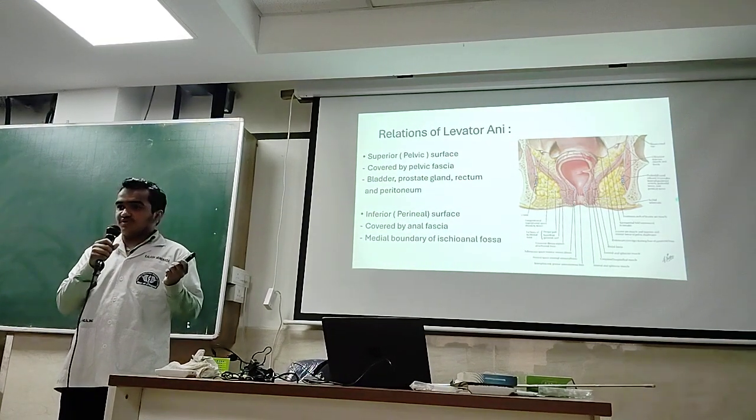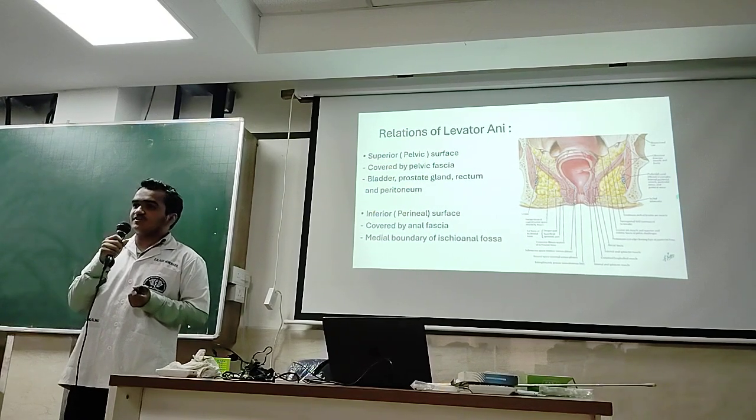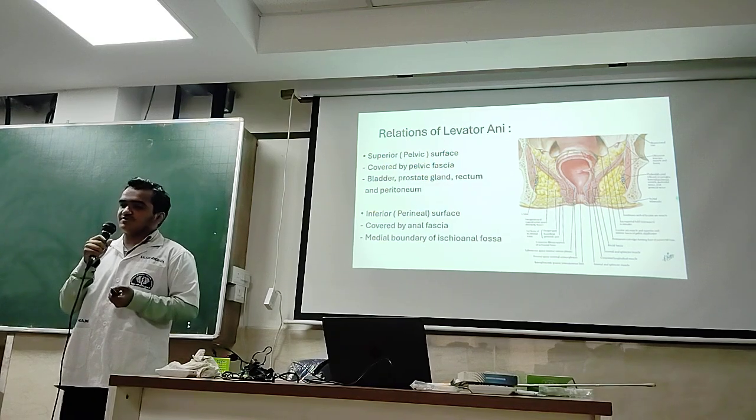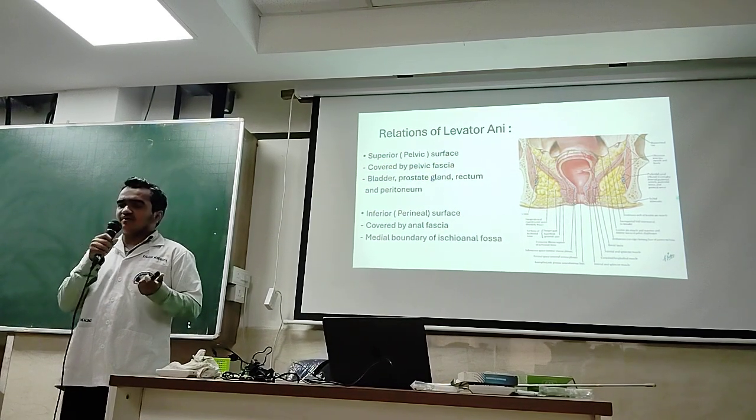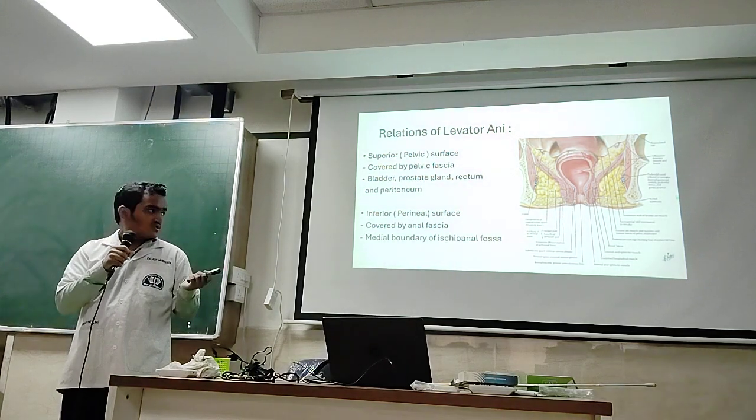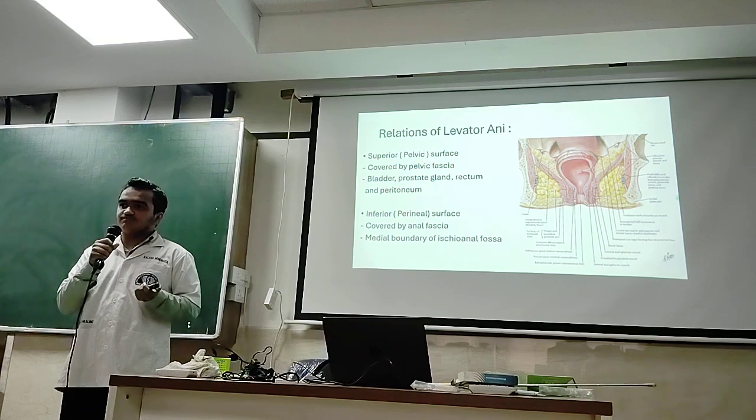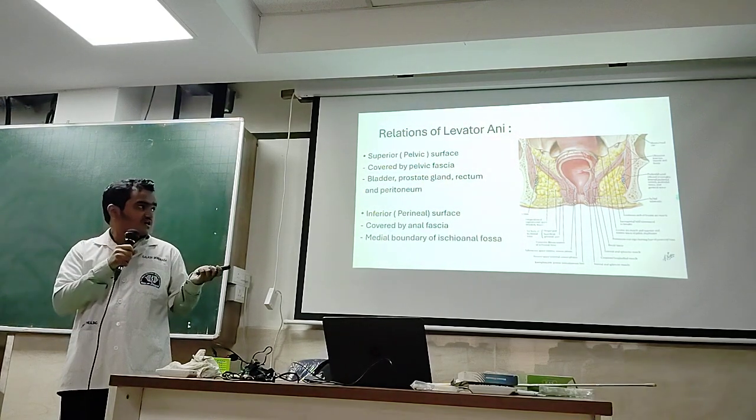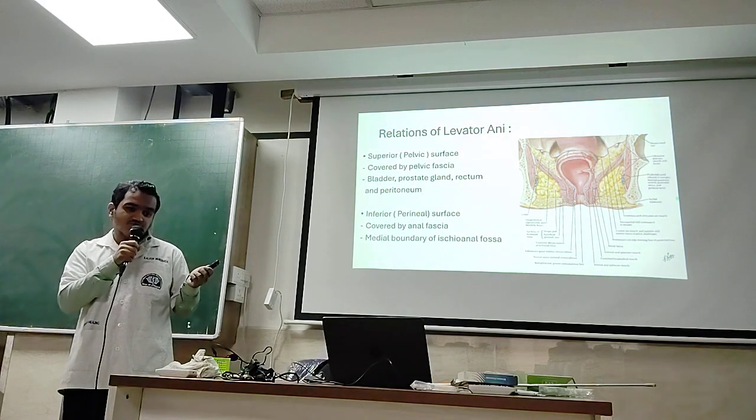Talking about the relation, the superior surface is known as the pelvic surface because it faces the pelvic cavity. It is covered by the pelvic fascia and it has relation to the organs which are present in the pelvic cavity, like the bladder and the uterus. The inferior surface, the perineal surface, faces the perineum and is covered by the anal fascia. And we can also see here the ischioanal fossa, and the levator ani muscle forms the medial boundary of the ischioanal fossa.